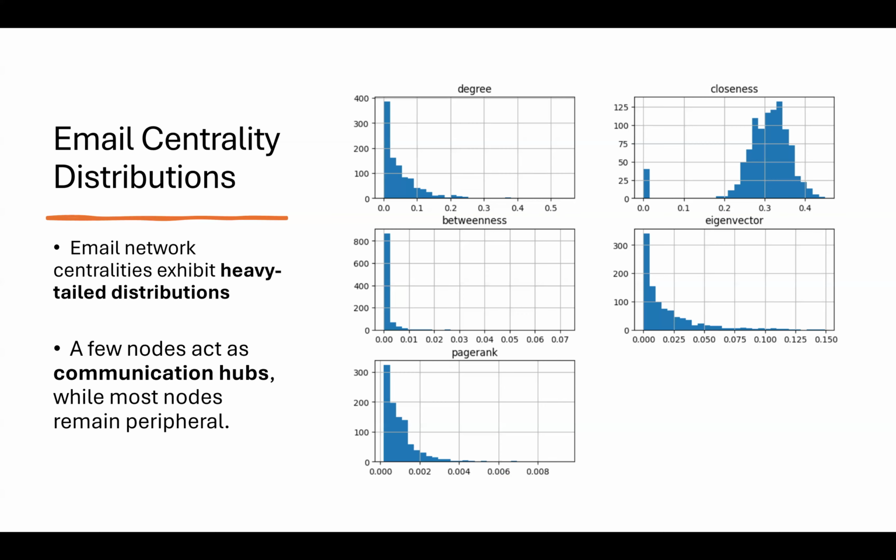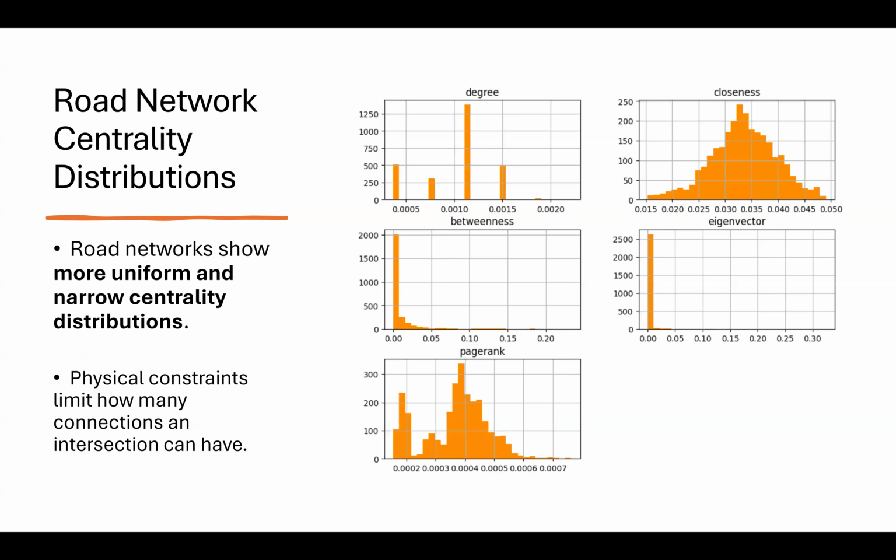So why is closeness more normally distributed in this case? Closeness depends on average distance to all nodes, so it tends to vary much less extremely than measures like degree or betweenness, which can produce very large differences for hub nodes.